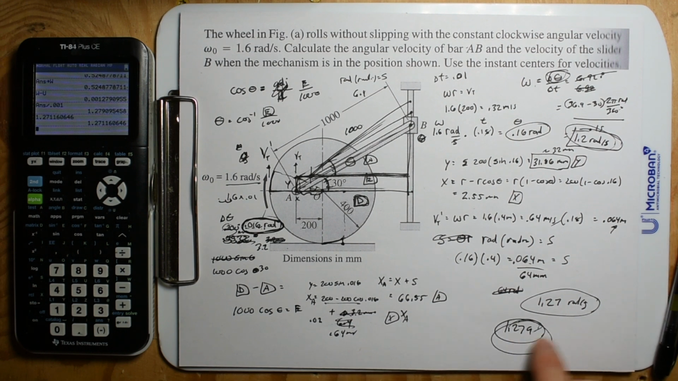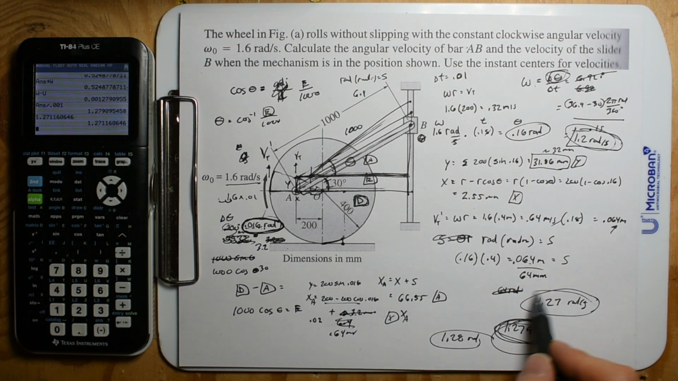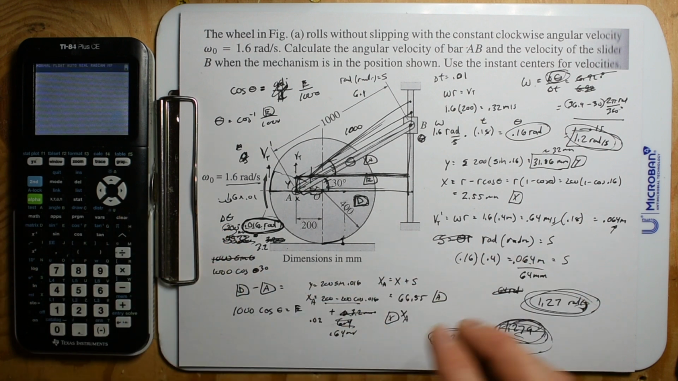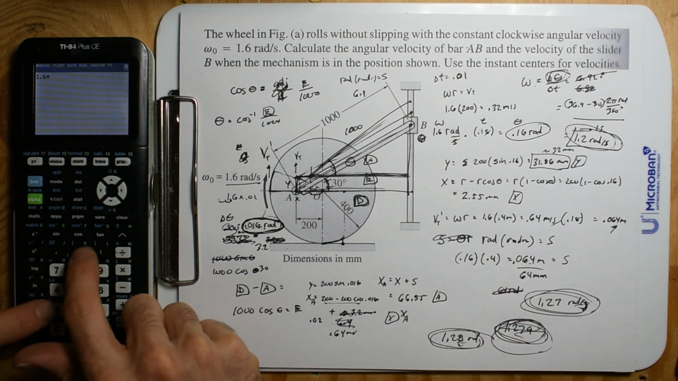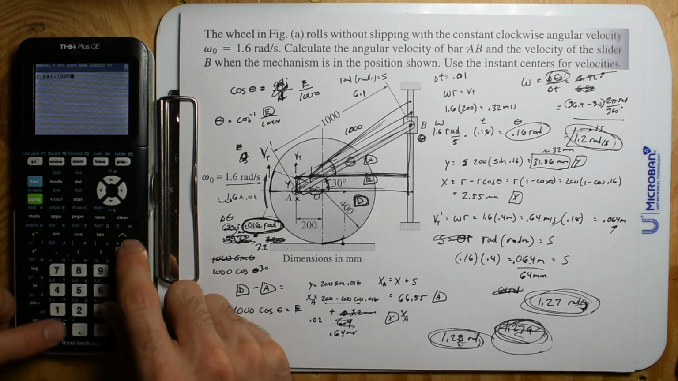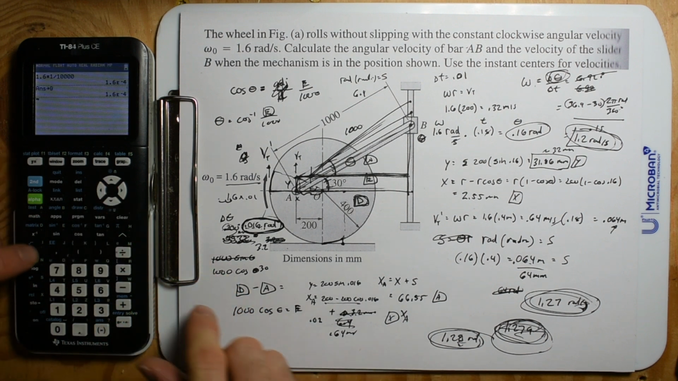So 1.27, so I can just say this is 1.28 radians. This was just 1.27, but running it a little bit better, we get 1.28. Sweet. And we might as well do it one last time and do 10,000ths of a second, just because we kind of have this down now. 1.6 times 1 divided by 10,000. Store that as theta.